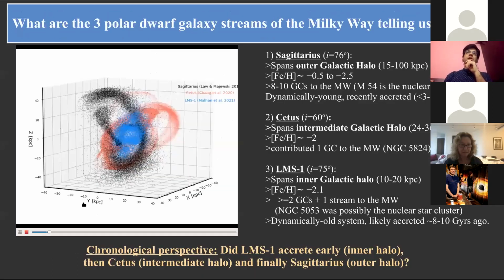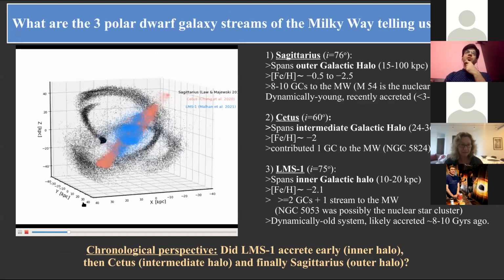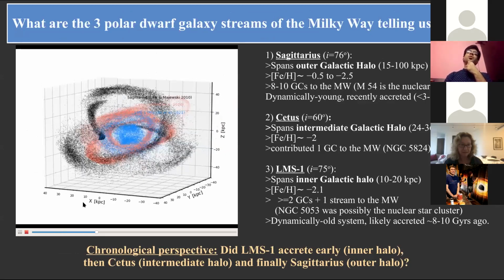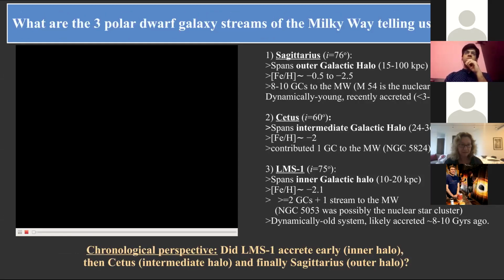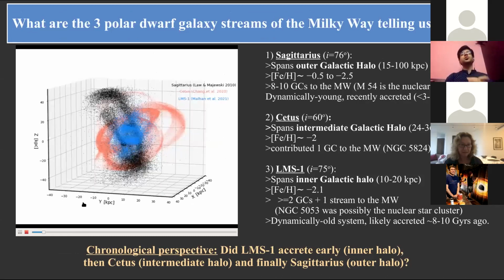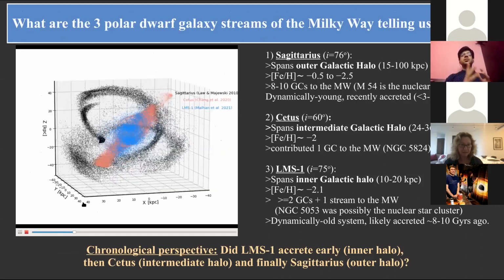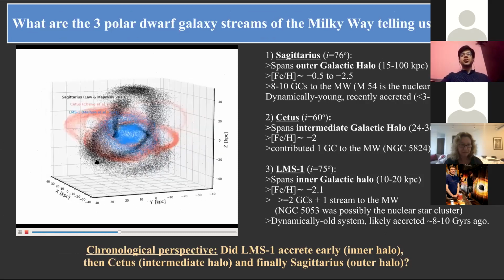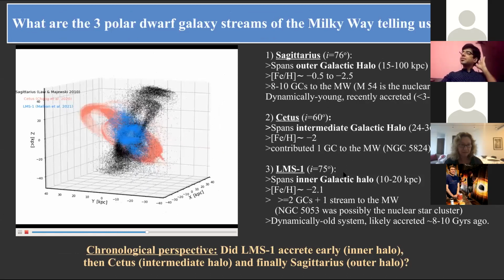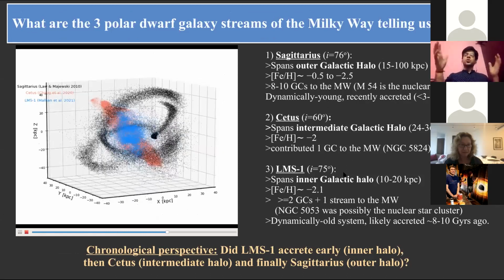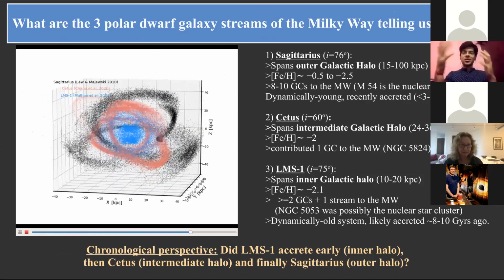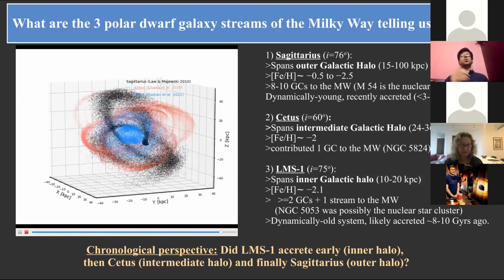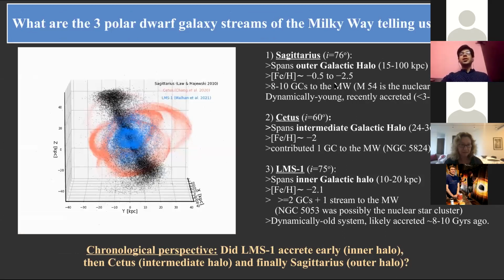So now I'm moving towards the conclusion of my slide. Along with LMS1, we can put these other two dwarf galaxy streams in some perspective. So here I'm comparing the Sagittarius dwarf galaxy stream, the Cetus stream, and the LMS1 stream. And based on these streams, you can try and understand what they are telling us together about the formation of the Milky Way halo. So just to quickly go over their properties.